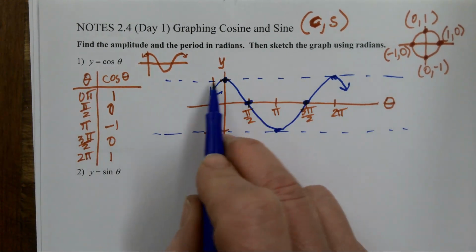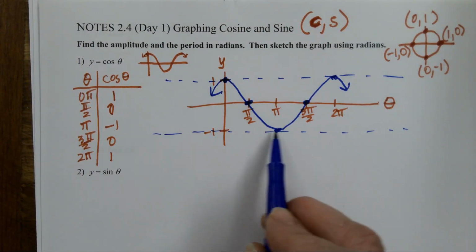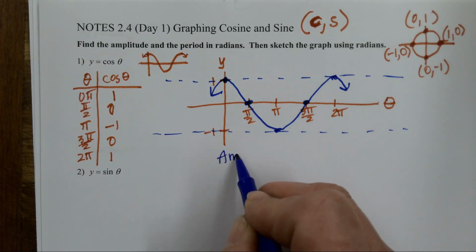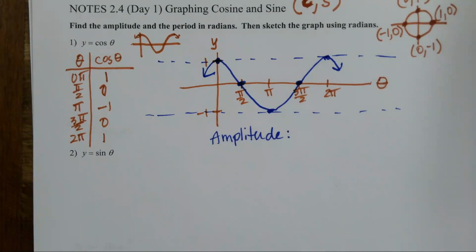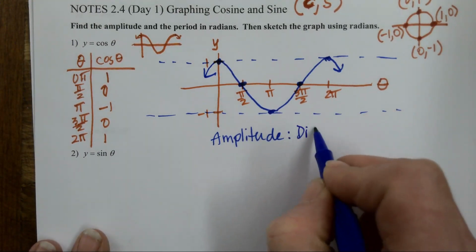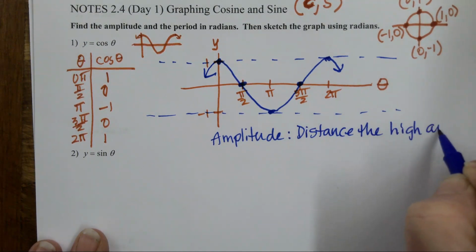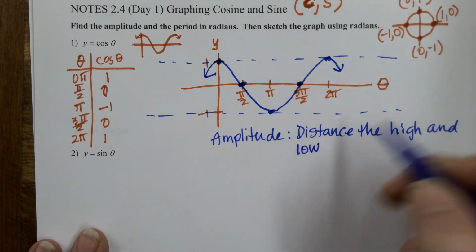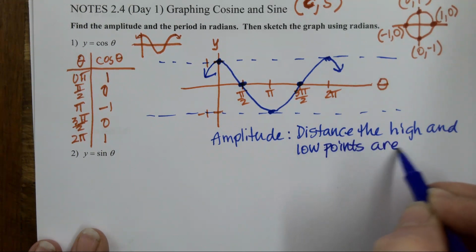So cosine will always look like this. I have, like I said, a high point and a low point. And the high point and the low point help us find something called the amplitude. The amplitude is the distance that the high point and low point are from the center of the graph. The amplitude is the distance the high and low, max and min, points are from the center of the graph.